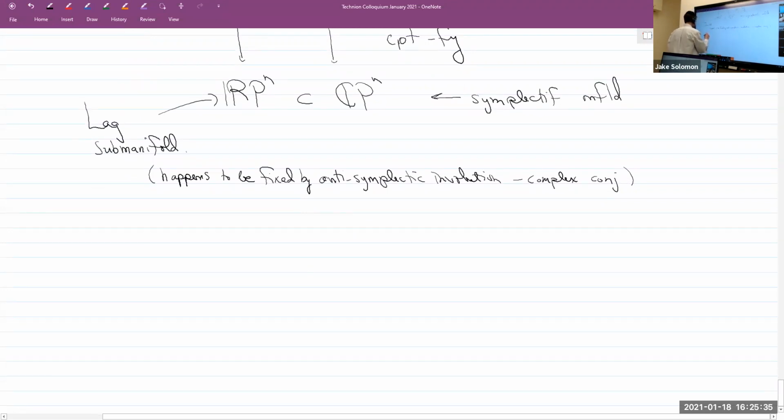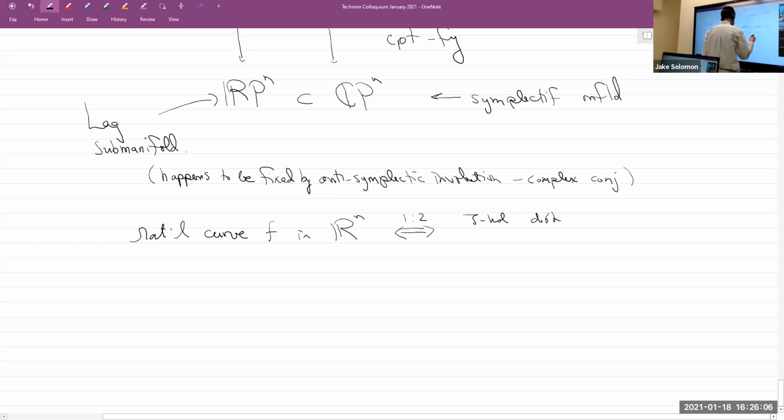if you have a rational curve defined over R, it corresponds, basically sort of 2 to 1, but let's not go into that, to a J-holomorphic disk. So this is a map from the disk to CPN, with boundary in RPN.